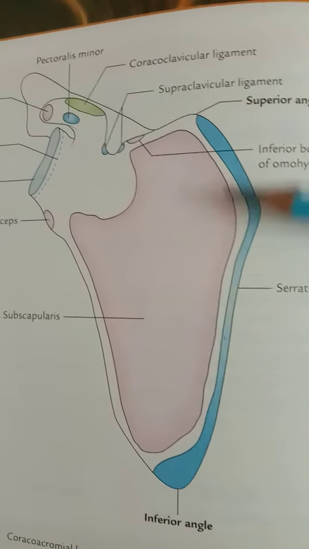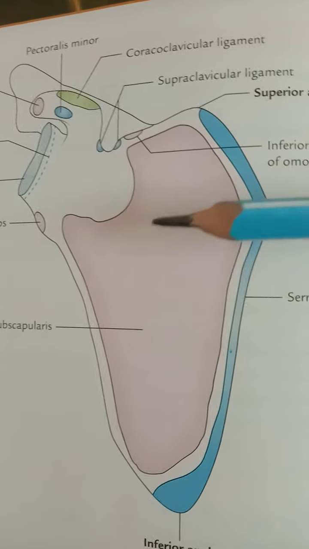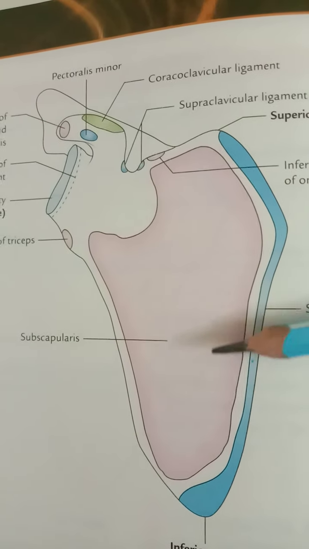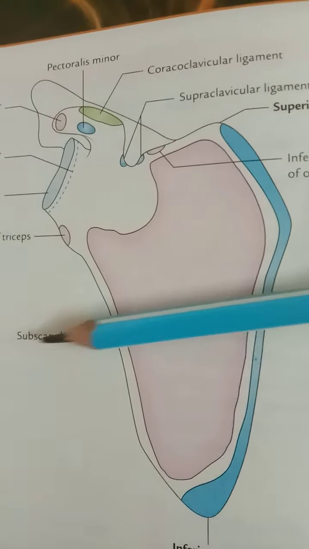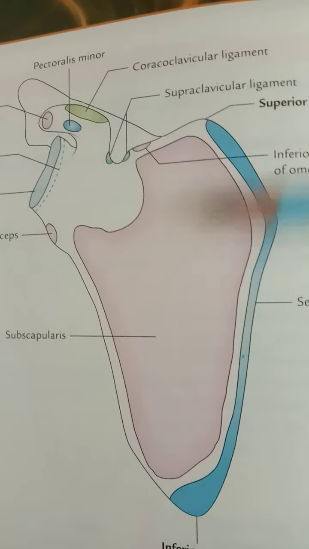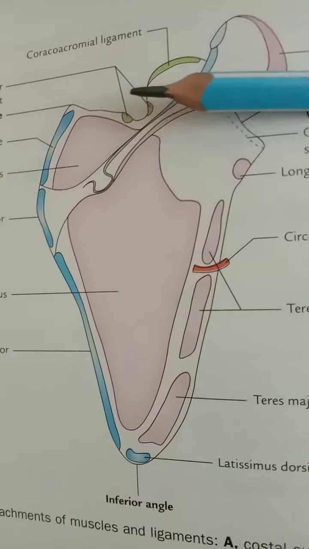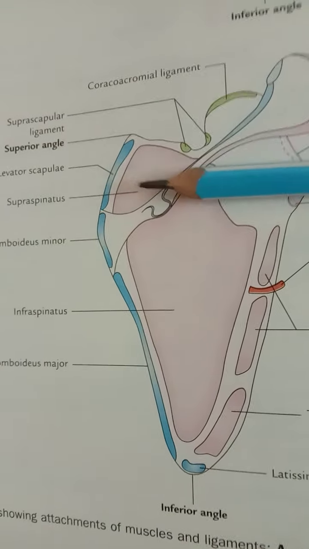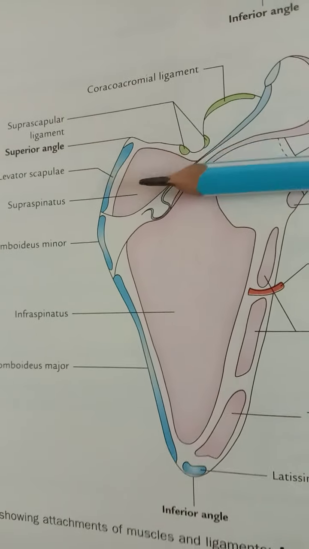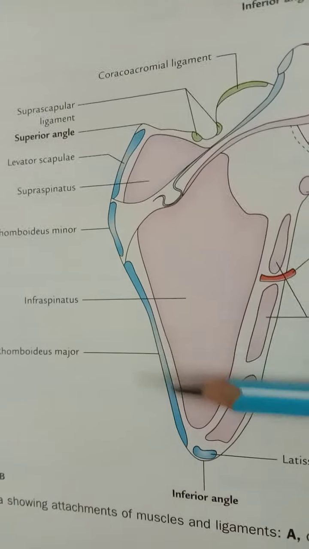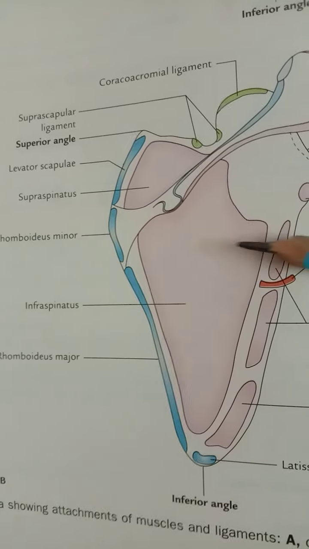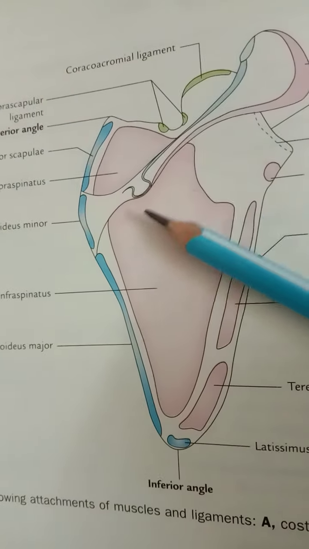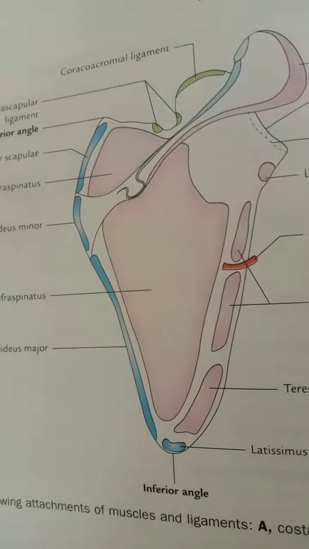Then let's see the attachments. The subscapularis muscle arises from the medial 2/3 of the subscapular fossa. So here you can see. Then on the dorsal surface, the supraspinatus muscle arises from the medial 2/3 of the supraspinatus fossa. Then the infraspinatus muscle arises from the medial 2/3 of the infraspinatus fossa, including the spine of the scapula.